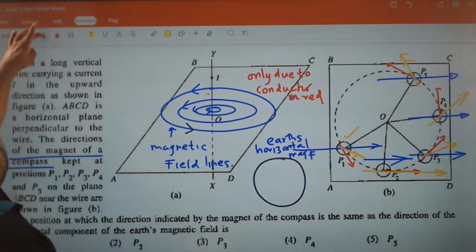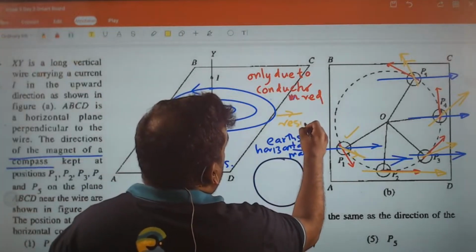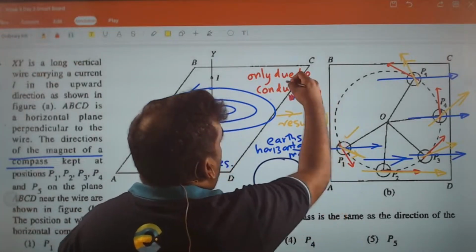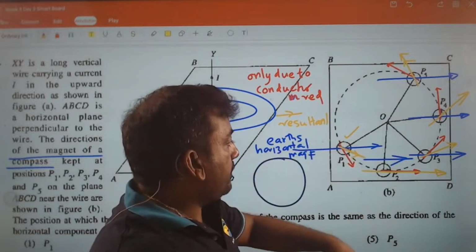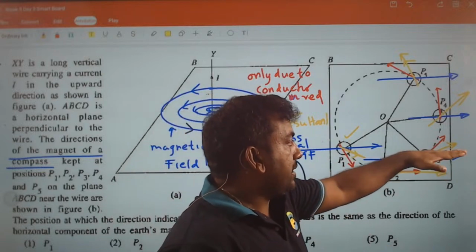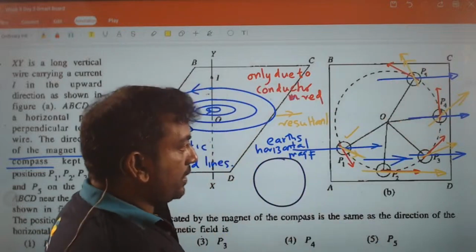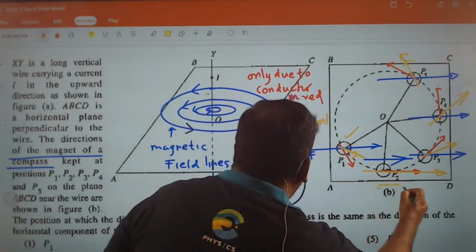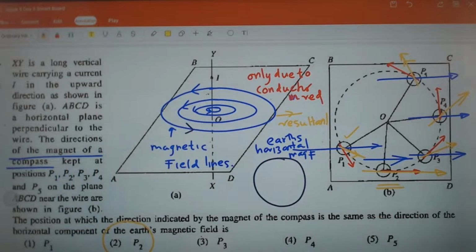What is yellow? Yellow will give you the resultant magnetic field. Red and blue resultant is here. So these two resultant somewhere in between. These two resultant parallel. These two at an angle. Here at an angle. Here that way. So the correct answer I can see is P2. P2 looks the one which is in the direction of the magnetic field.